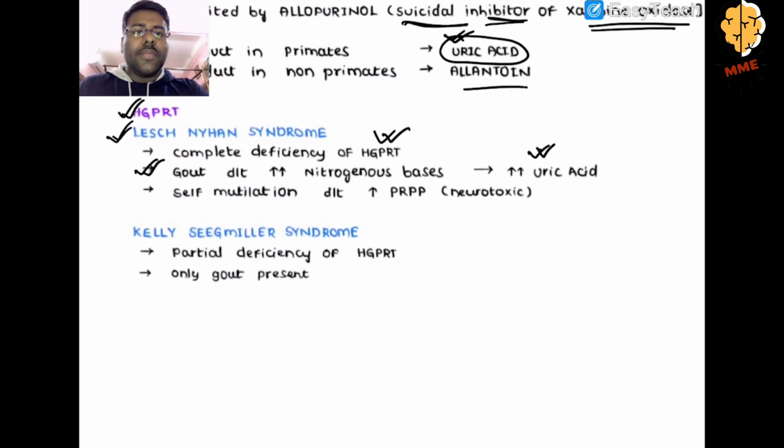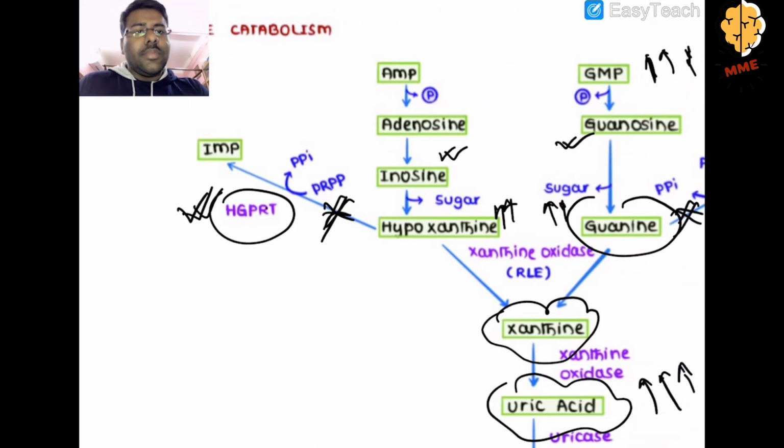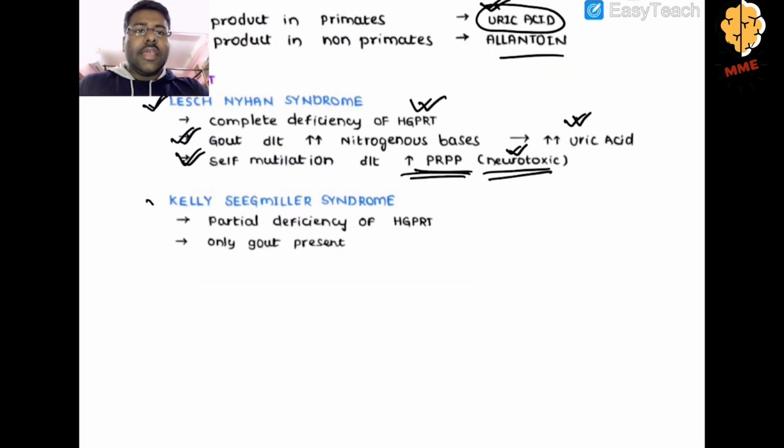And self-mutilation is due to increased PRPP, because PRPP is neurotoxic. So if this enzyme is absent, PRPP also increases, and this is neurotoxic. Coming to Kelley-Seegmiller syndrome: this is a partial deficiency, so only gout is present. PRPP-related neurotoxicity is not there.